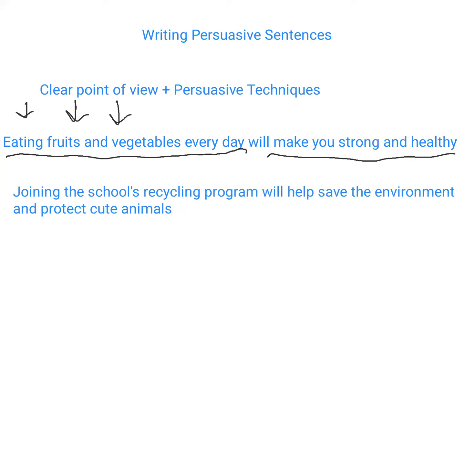Okay, our next sentence. Joining the school's recycling program will help save the environment and protect cute animals. So first of all, what is our sentence's point of view? What is it trying to get us to do?